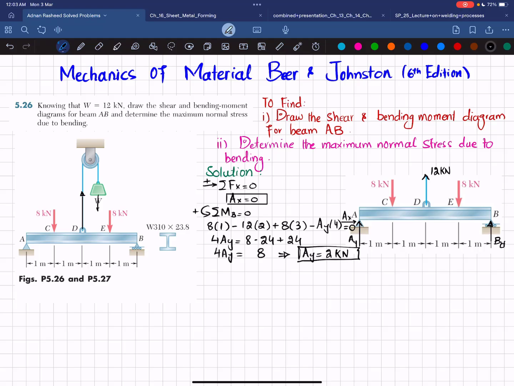Now we'll find the last unknown, which is BY, that can be obtained by using the third equation of equilibrium, that the sum of all forces along the y direction must be equal to 0 and upward force is taken as positive. So AY, which is upward, so plus 2 minus 8 plus 12 minus 8 plus BY is equal to 0. Okay. So you can see minus 8, minus 8 is minus 16, plus 12 is minus 4, plus 2 is minus 2. So BY will be equal to 2 kilonewton. Now you have all these reaction forces. So we will be able to move on to draw the shear force and bending moment diagram.